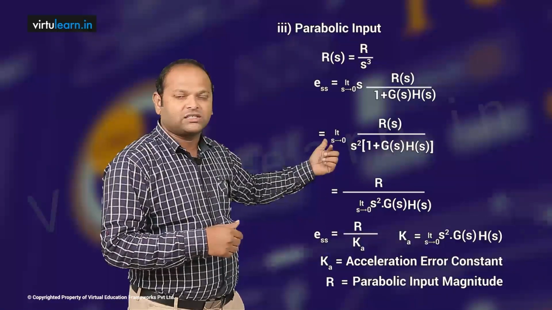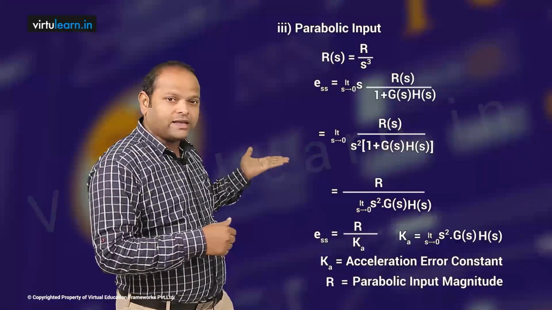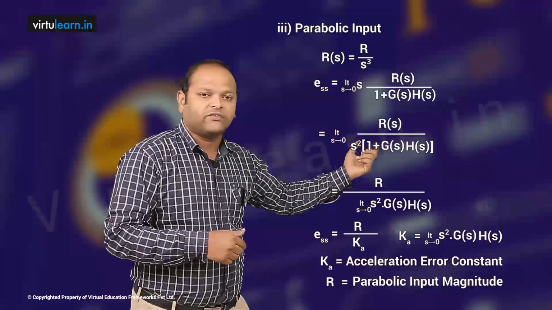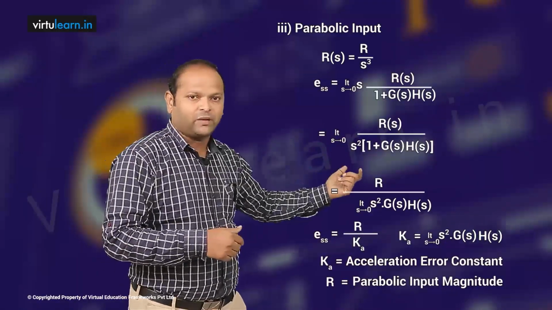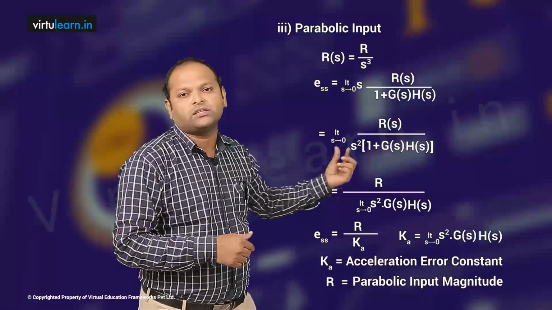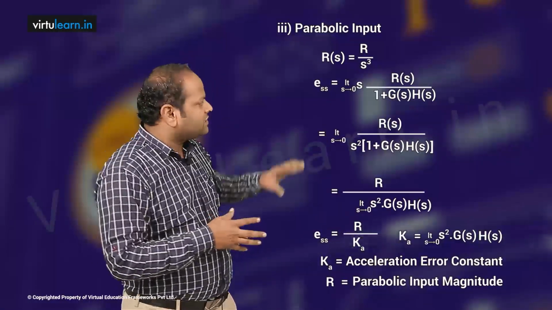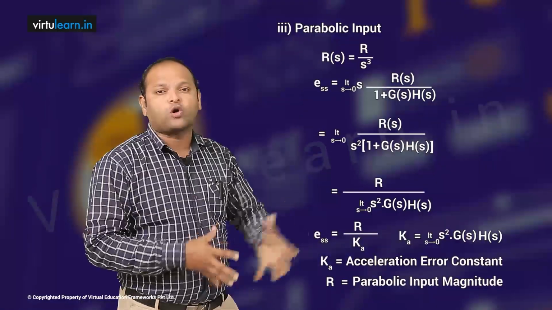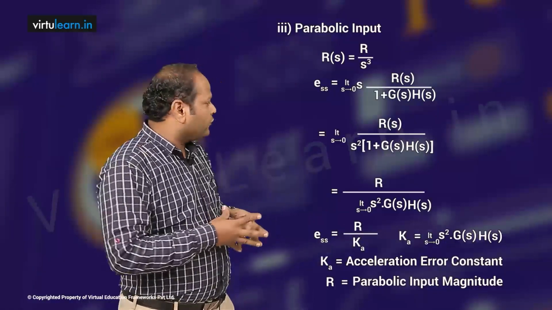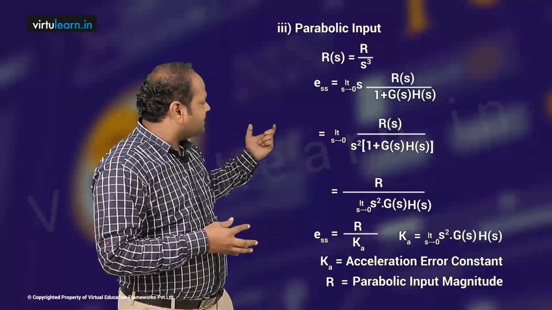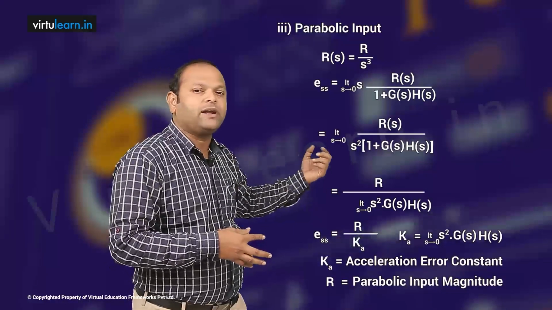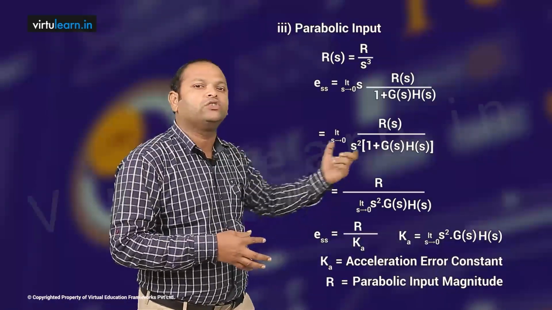Limit s square, s tends to 0, is 0. Therefore you will get ESS is R by s square into GH of s. Then I can take this limit to the denominator. Therefore ESS is R divided by limit s tends to 0 s square into GH of s. So the denominator term I am assuming another constant. That constant name is acceleration error constant. Therefore we will have ESS is equal to R by Ka, where Ka is equal to limit s tends to 0 s square into GH of s.